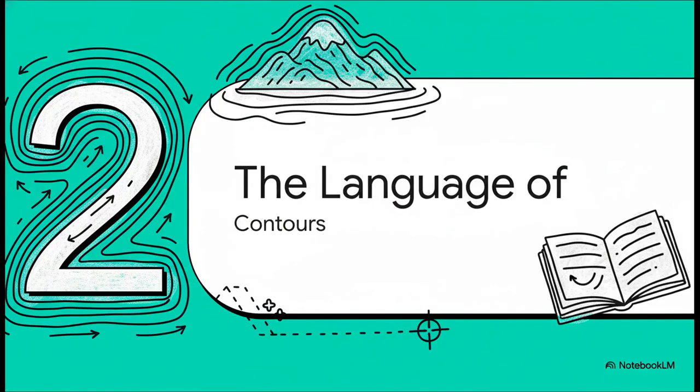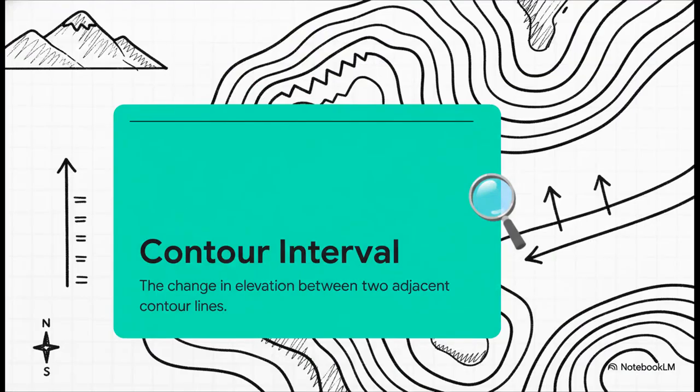It's that simple. Okay, so now we know what contour lines are, but to actually read them, we need to understand a couple more key terms. This is kind of like learning the basic grammar of the map's language. First up, we've got the contour interval. This little piece of information is absolutely crucial, and you'll usually find it tucked away in the map's legend.